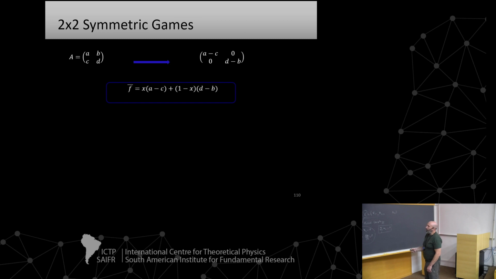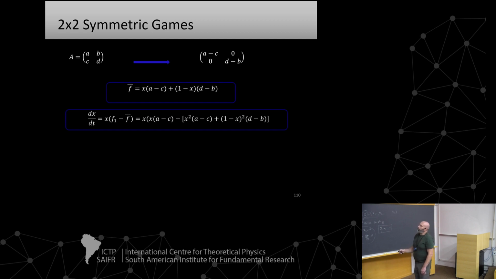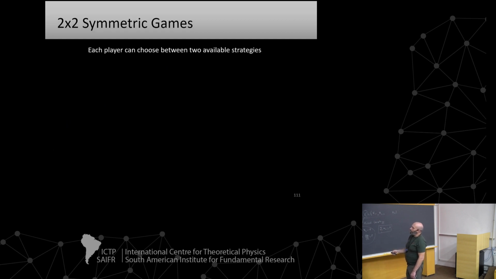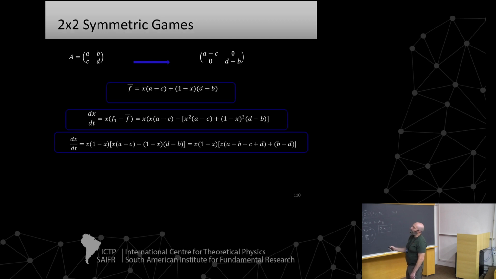So instead of calculating the payoff for this game, I am trying to calculate the payoff for this game. This is a new game that has nothing to do with this one, okay? So what I'm going to do is just write the mean payoff for this game and also the payoff for F1 and F2. When I write the replicator equation for x for this game, I get this expression. If I start to work with this expression, finally what I will get is this one.